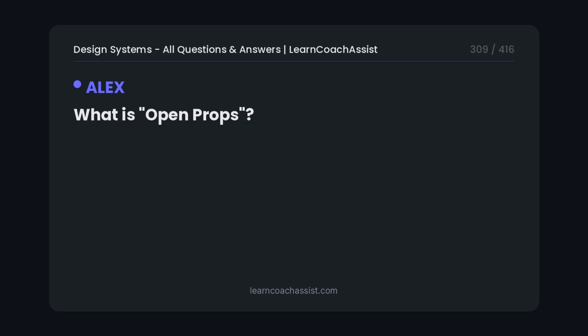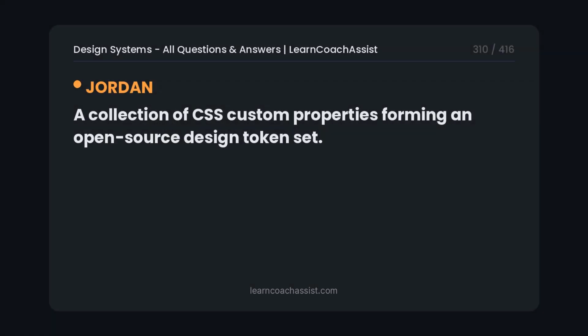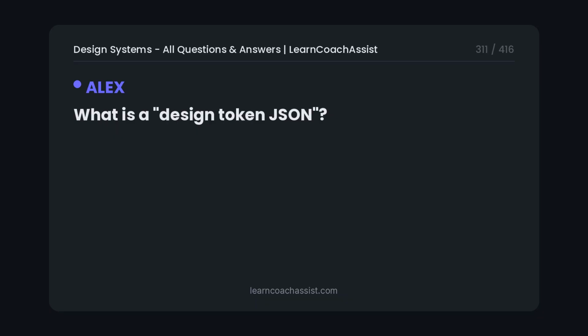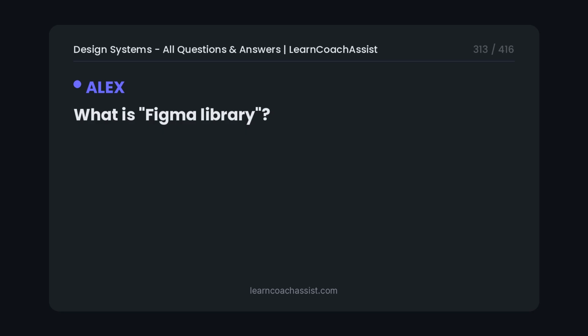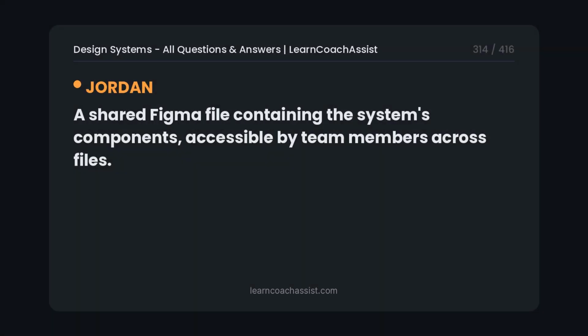What is Open Props? A collection of CSS custom properties forming an open-source design token set. What is a design token JSON? The canonical token data structure consumed by Style Dictionary or similar, single source for all platforms. What is Figma library? A shared Figma file containing the system's components, accessible by team members across files.